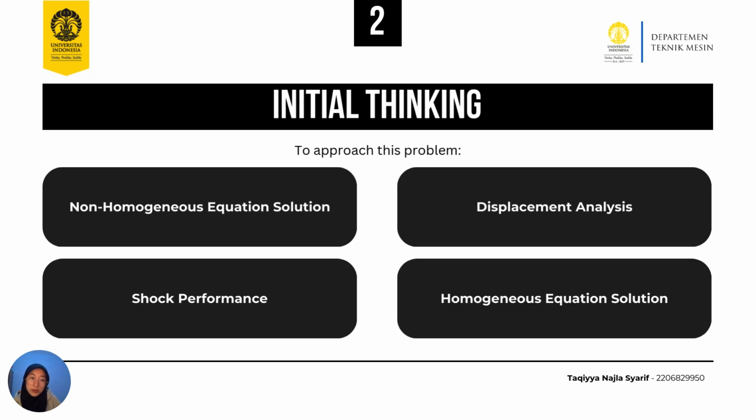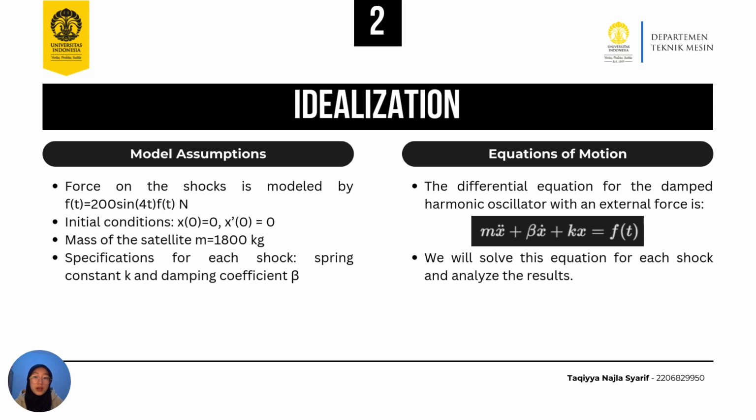And the next, shock performance, which means analyzing the long-run performance of each shock and determining the best one for the suspension system. And then the last but not least, homogeneous equation solution, which means solving the homogeneous differential equation for the recommended shock, identifying the transient and steady-state solution, and analyzing their effect on the satellite.